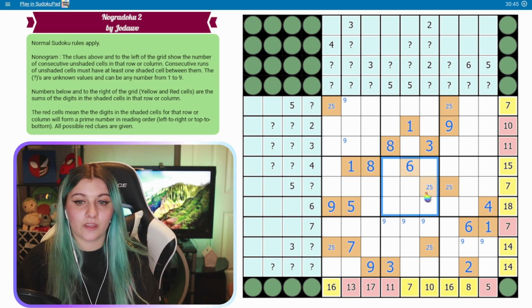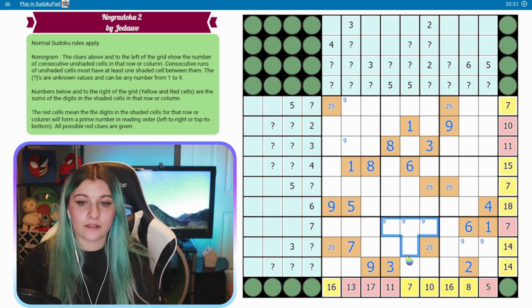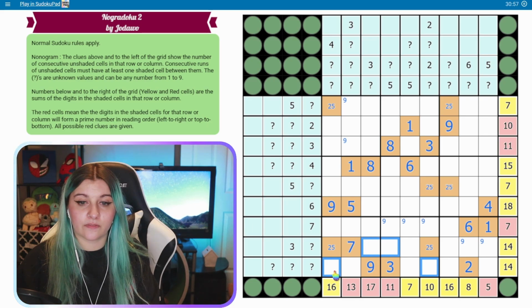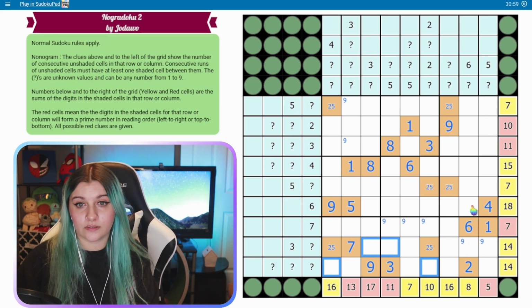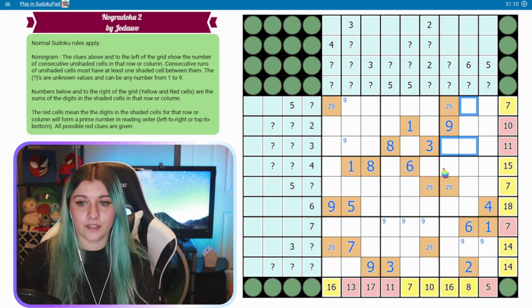1s. 1 can't go here or here. So 1 is going to be one of these. 1 in this box. One of these is a 1. In this box, one of these is a 1. Okay, in this box, 1 goes in one of these corners. In this box, 1 goes here or here. Wow, I didn't get any 1s.